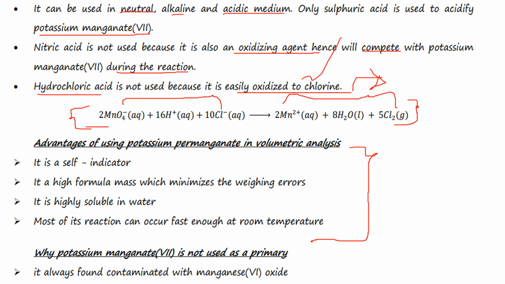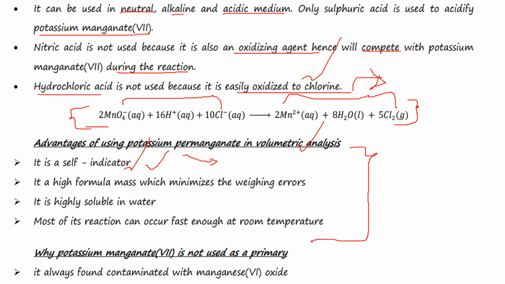So I'm going to say that advantages of using potassium permanganate in volumetric analysis are going to include the following. One of them is that potassium permanganate is a self-indicator. Remember that in practicals, you can easily see that the purple solution is turning colorless. That's what we mean by saying that potassium permanganate is a self-indicator.